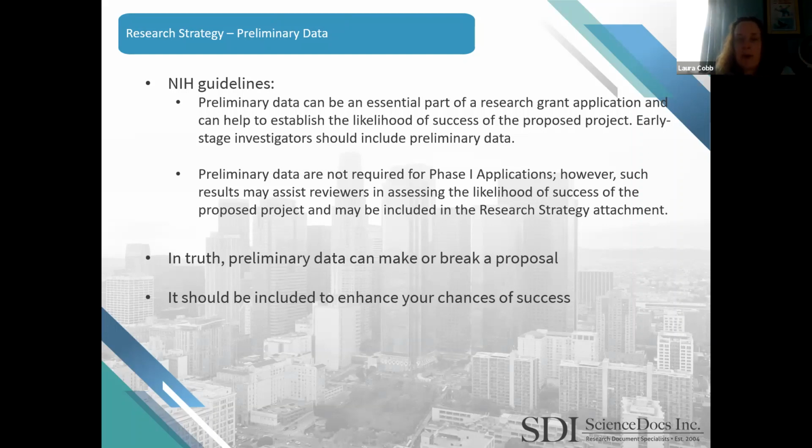So when you're including the preliminary data, there are really two general approaches that people use for this. Some people like to have a single preliminary data section at the beginning of the approach, while others like to break it down into the aims. So with a lot of things, like with these applications, there's no strict right or wrong way of doing this.